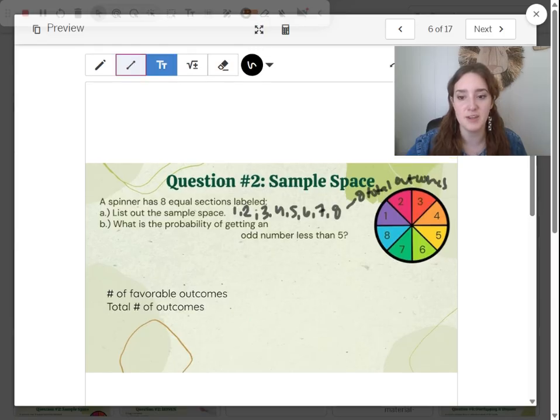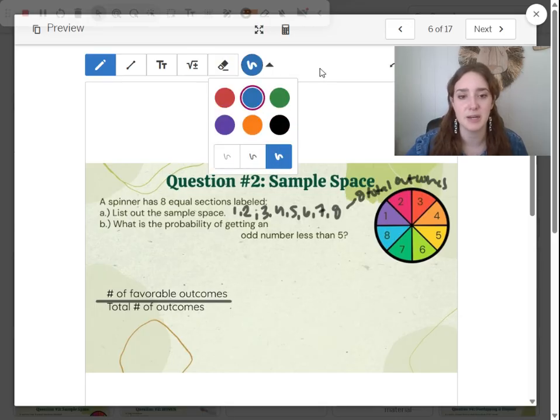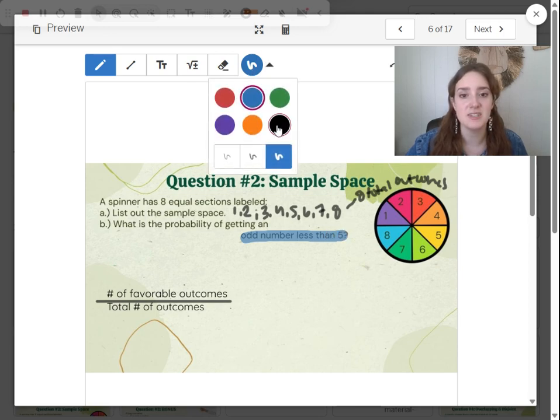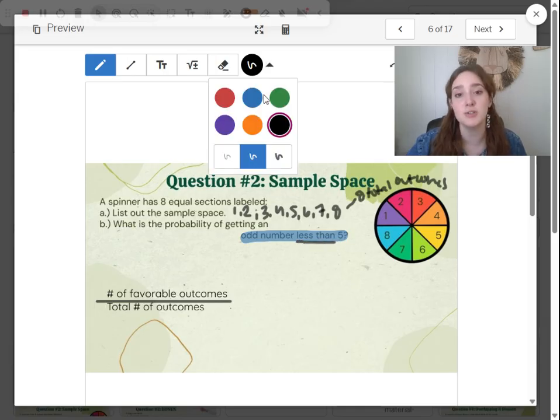All right. So number of favorable outcomes divided by total. What are we even finding the probability of? Wait, what's going on? What are we trying to do here? I skipped some steps. The probability of getting an odd number that is less than 5. So notice it says less than 5, not less than or equal to, so we are not including 5 as an option.